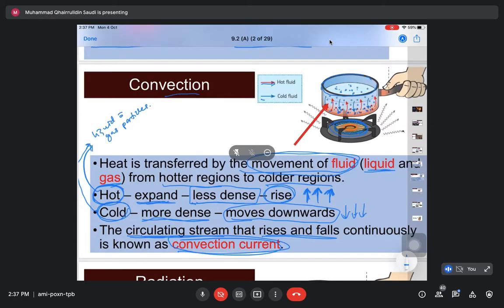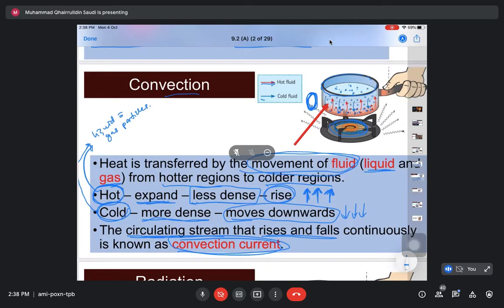So mereka menjadi circulate, okay? So kalau sejuk turun bawah, panas naik atas balik, sejuk turun bawah, panas naik atas balik, macam tu. So that is how heat is being transferred. Sampailah kesemuanya menjadi panas. Okay, sampailah every liquid there menjadi panas. Okay, sampailah dia reach their boiling point. So that is convection current.